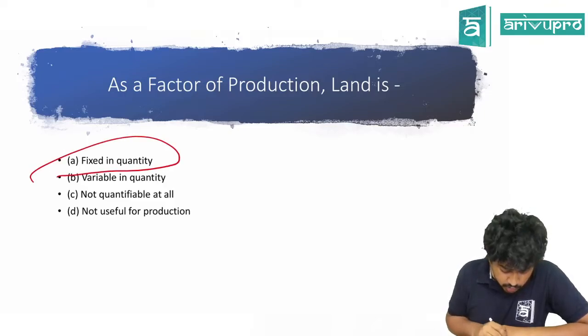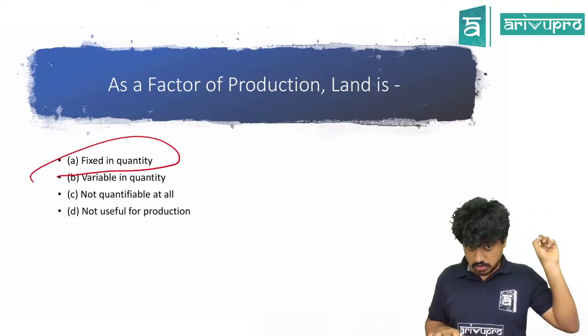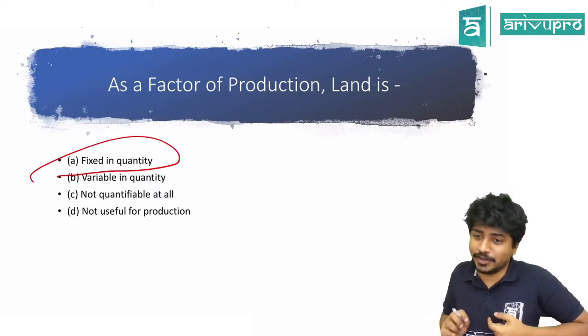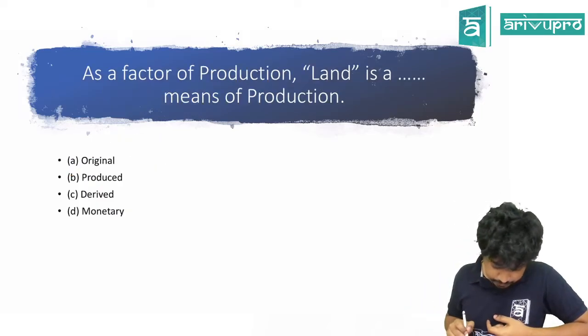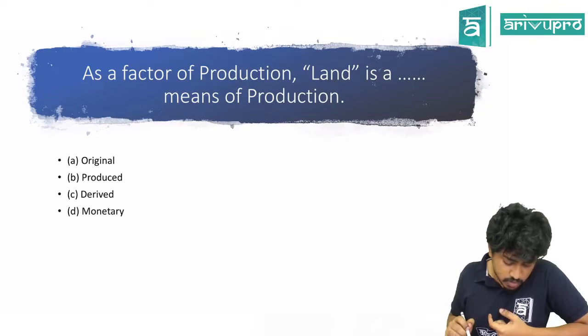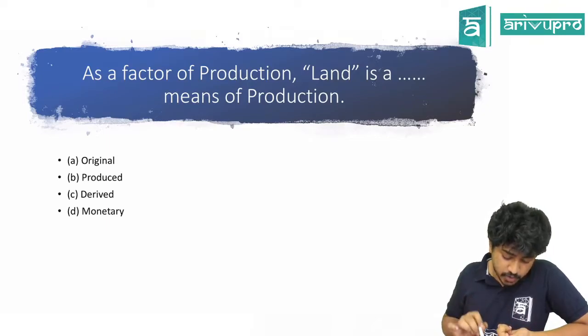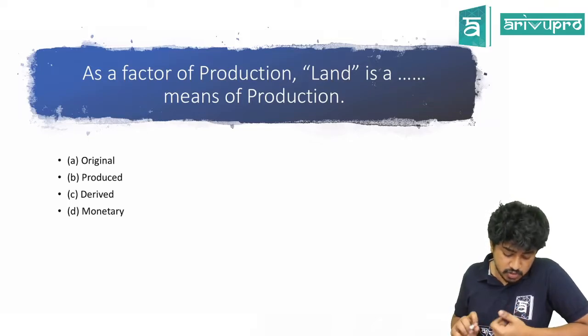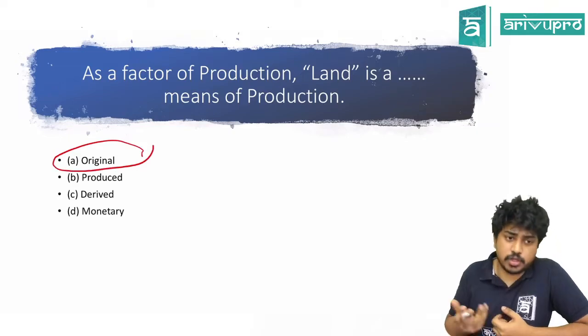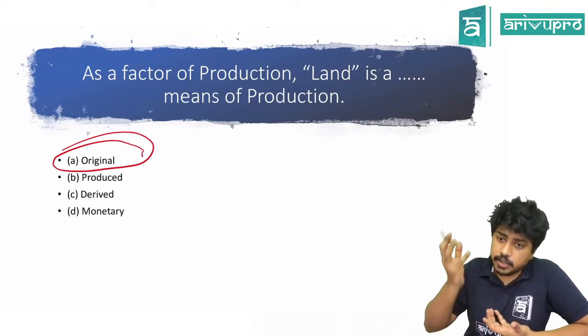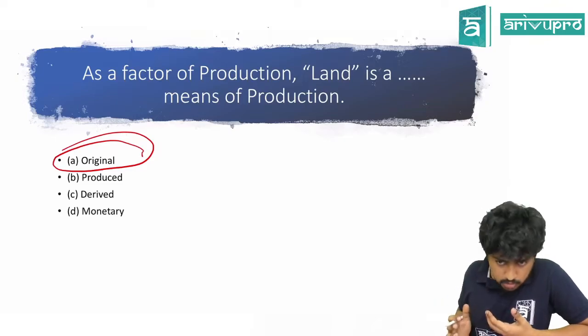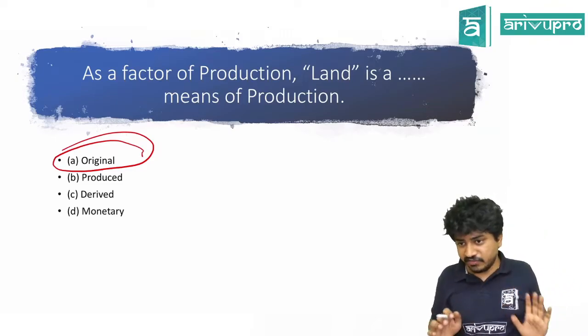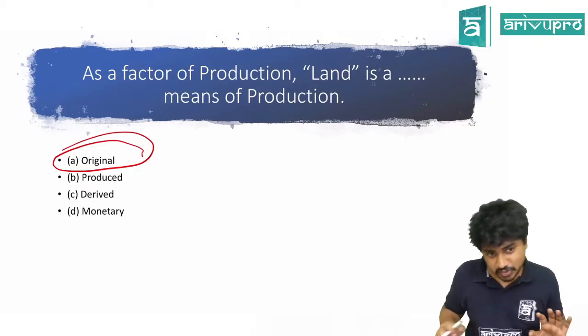Fixed in quantity. I told you, supply of land is fixed. They are asking you in this manner. Now, as a factor of production, land is which means of production? It is the original means of production. Originally, it has been there. No human being is involved here. It's God-given gift, or nature's gift, however you want to take it.